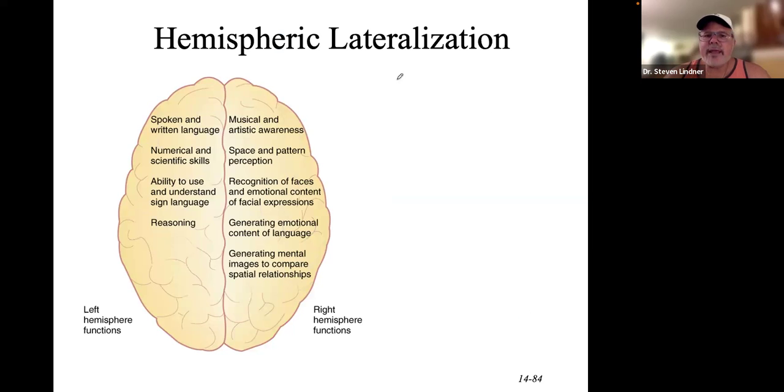When we come back, we'll get into hemispheric lateralization, which is the different hemispheres and what those functions are.